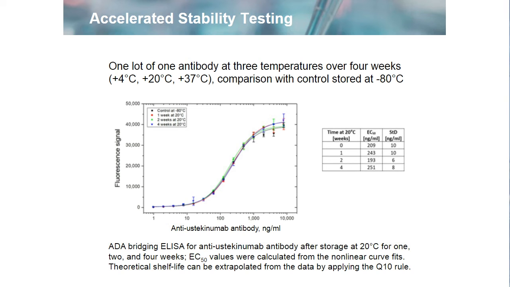So whilst using incubation across different temperature ranges isn't 100% predictive of the real-time stability, it can be useful for identifying unstable clones. We use the Q10 method to interpret the data that we get from accelerated stability, and this basically states that for every 10-degree increase in temperature, the rate of the reaction, and in this case the reaction is deterioration of the antibody, will double. So using this method, a shelf life for your critical reagent can be estimated.